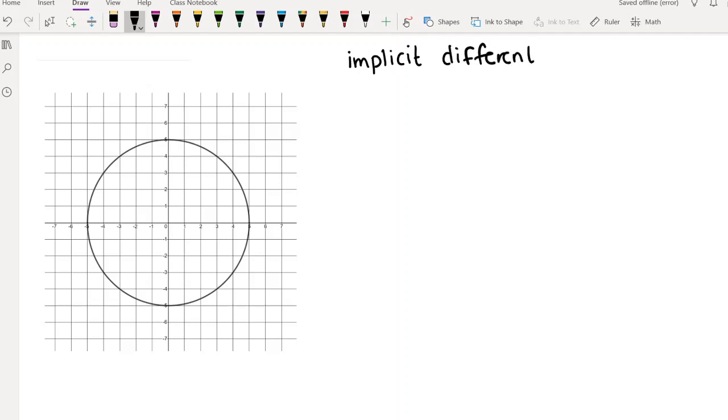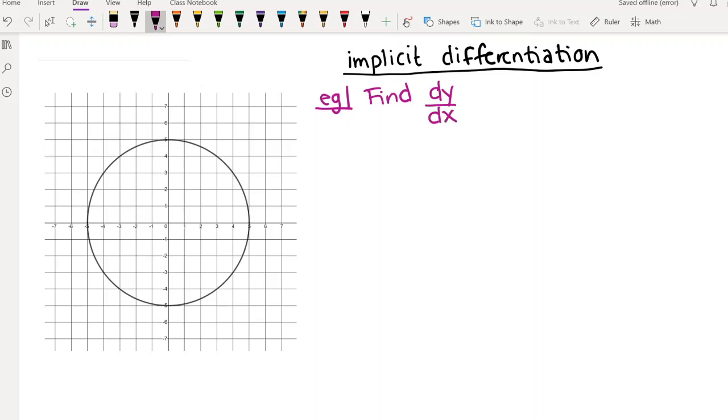So I'm going to write down some steps, and then as we go through this, we'll go through the steps for this specific example. Let's say that we wanted to, for example, find dy/dx for the equation x squared plus y squared is equal to 25. So that's the circle that's graphed here, right? Circle with a radius of 5.